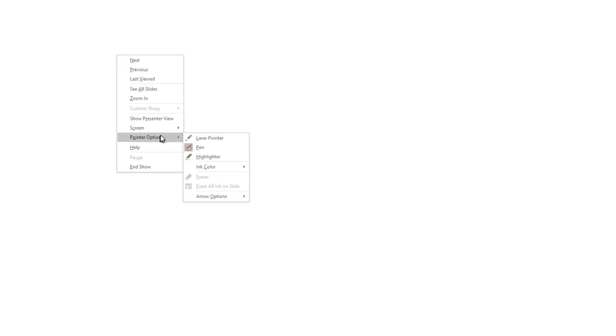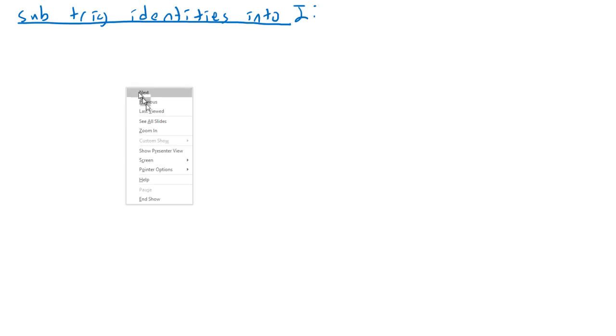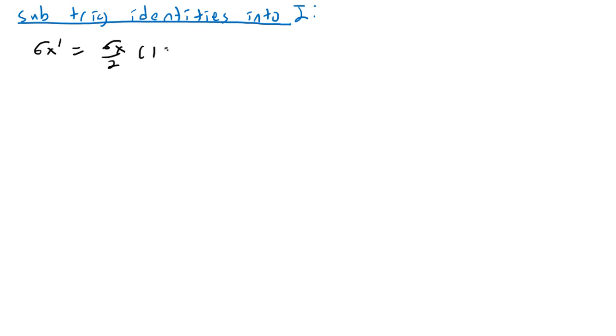Alright, so moving along. If I substitute these trig identities into equation 1, we get that sigma x prime equals sigma x over 2 times 1 plus the cosine of 2 theta, plus sigma y over 2 times 1 minus the cosine of 2 theta, plus tau xy sine of 2 theta.